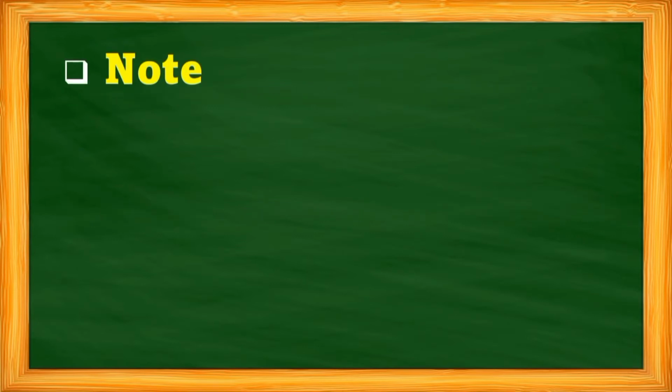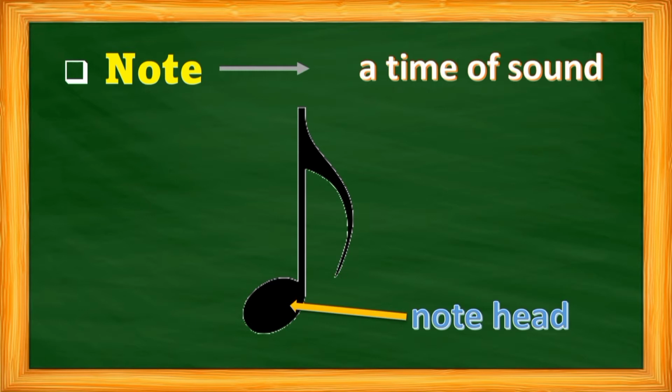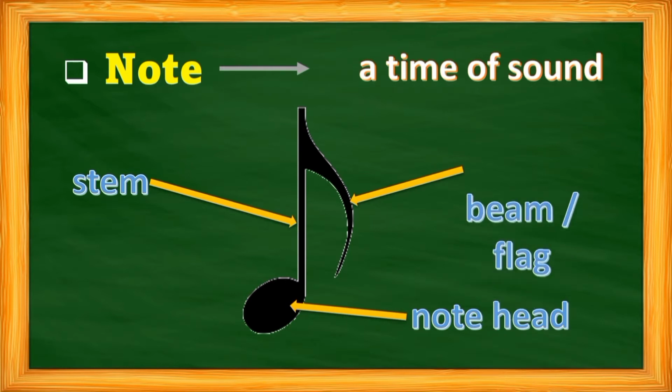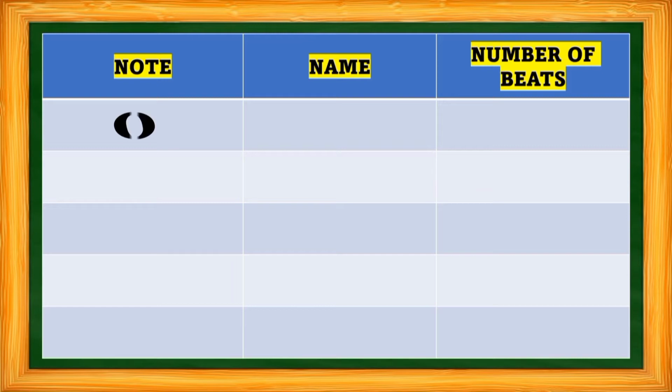We all know that Note is a time of sound. So I have here an example of a note. So we have here the note head, the stem, the beam, or what we called the flag. So I have here an example of notes, the name and the number of beats. First, we have here the whole note. The number of beats, 4.